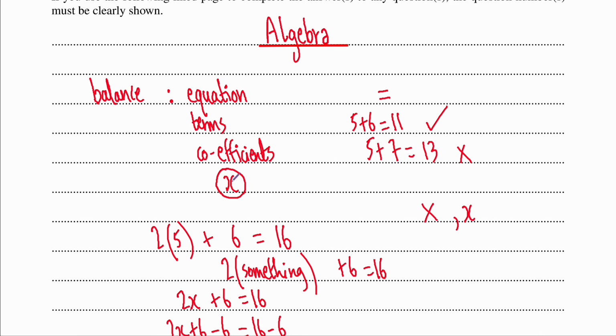So x is basically something. That's really what it is. So x is equal to something. And all we're trying to do with algebra is we're trying to find that x. We want to know what it is, but we don't know what it is.